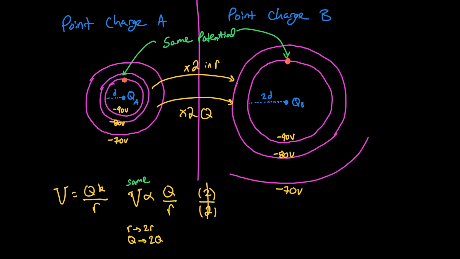Back on that negative 90 volt line, compare the electric fields between the two. Do we have a larger field at A? Do we have a larger field at B, also on that negative 90 volt line? Or is it the same amount of electric field? To really get it right, see if you can compare the factors.